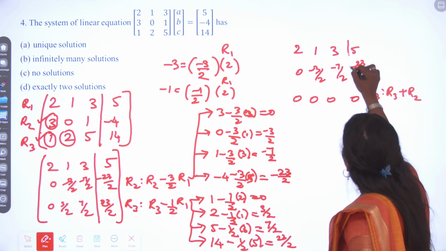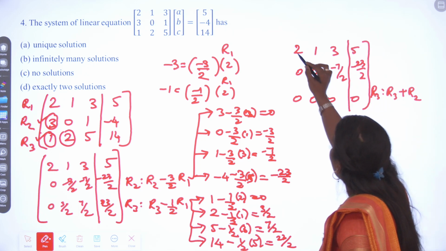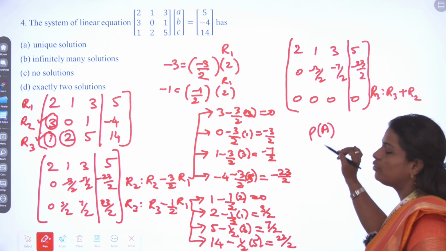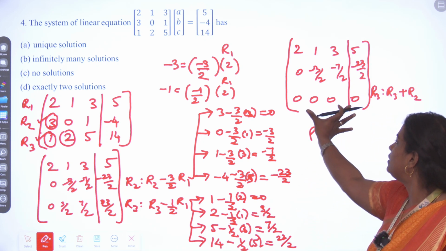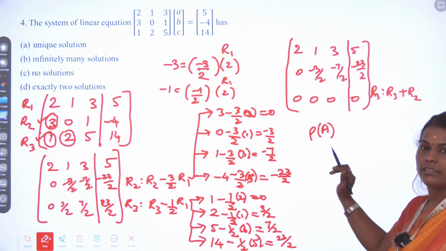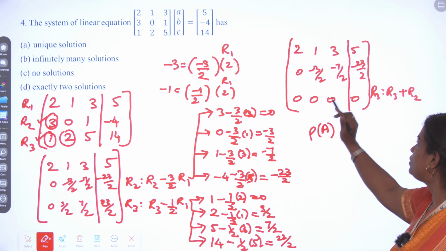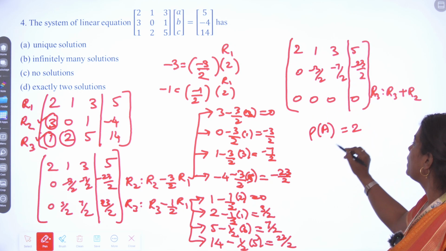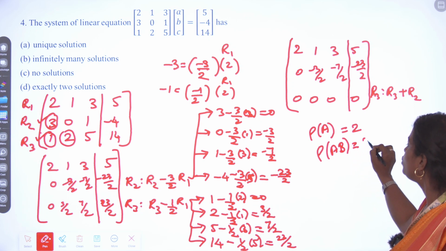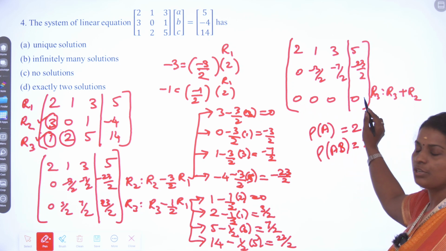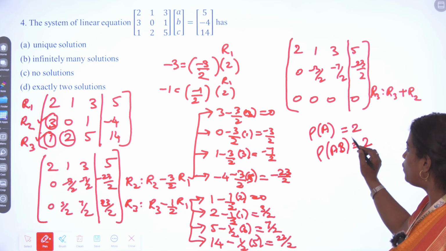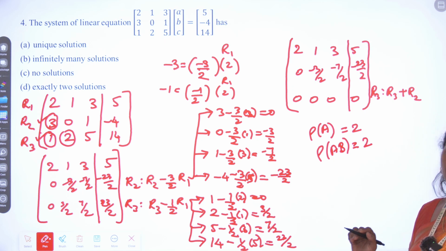So finally we have obtained the row echelon form, and when we check the rank of the matrix A, to find the rank of A we have to consider only these 3 columns alone. So rank of A is nothing but the total number of non-zero rows, which is 2 here. Similarly, rank of the augmented matrix AB is also 2, as all the values in the third row are 0, which means rank of A is equal to 2, rank of AB is also equal to 2.